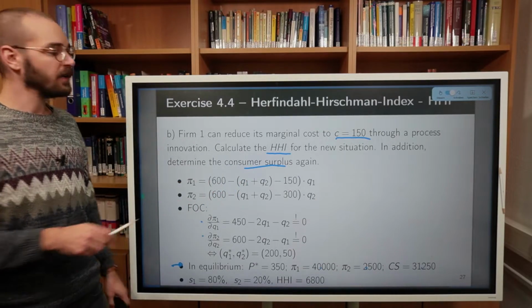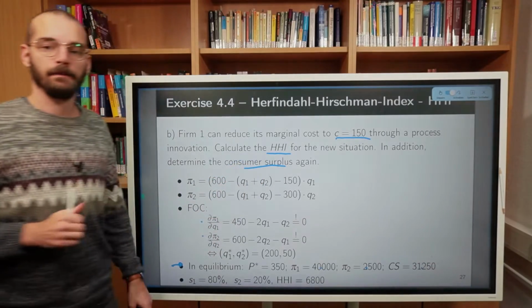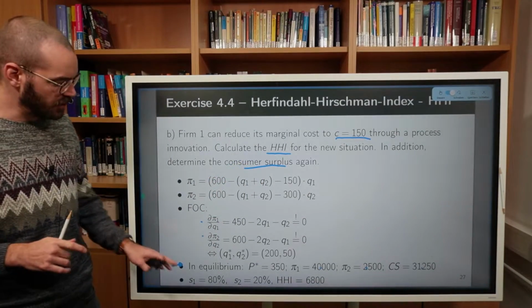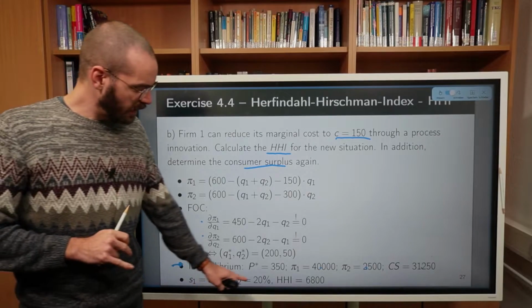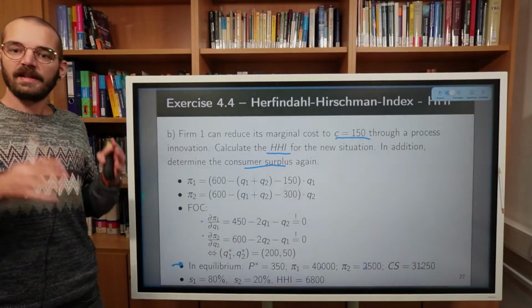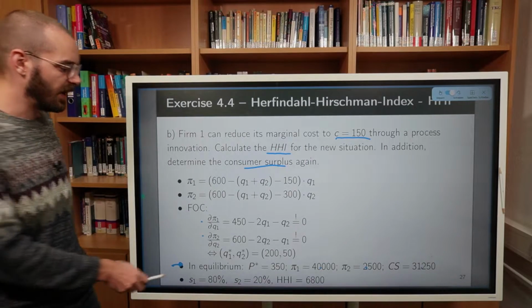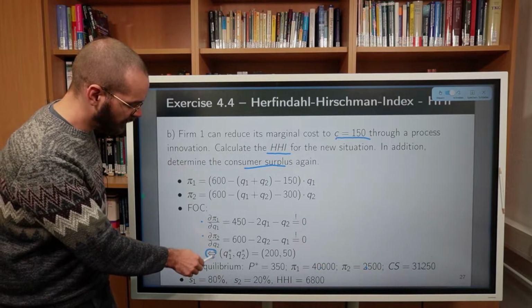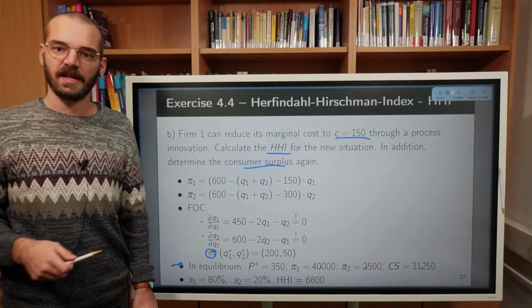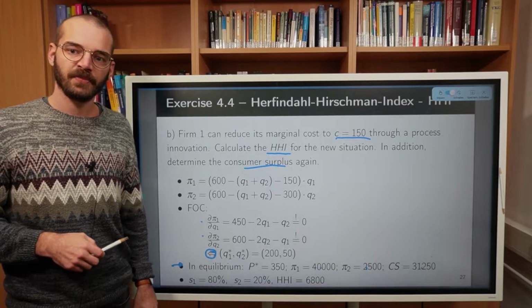We now know the market equilibrium, we know the quantity of both firms, and we know the consumer surplus. What we still need to calculate is the HHI. And similarly to what we just did, we of course have to calculate the sum of the squared market shares. And the market share can be derived from the equilibrium quantities both firms are producing in this situation.